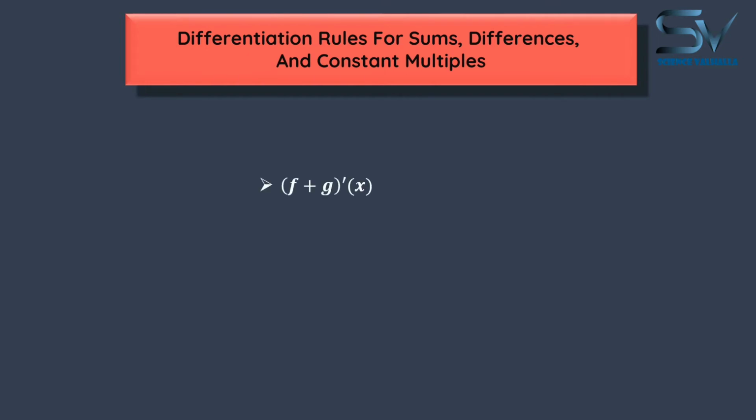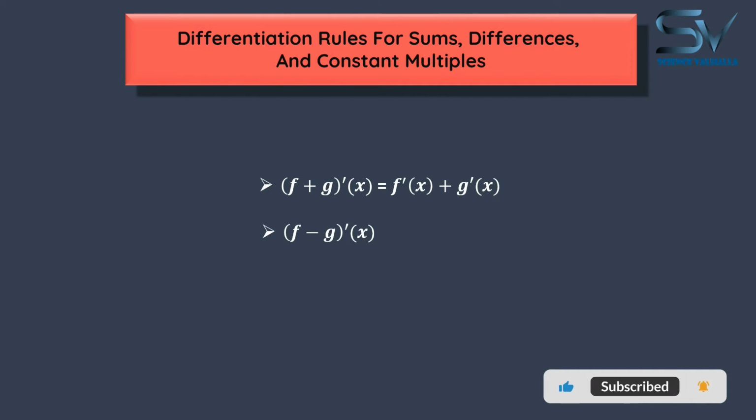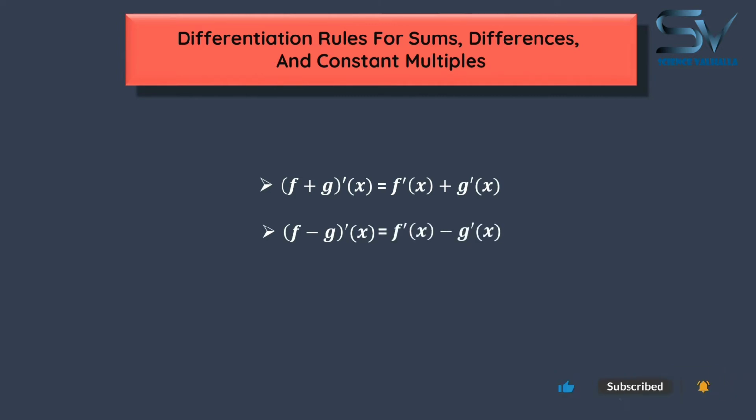If two functions f and g are added together, their derivative will be equal to the sum of their derivatives. And this rule applies even if more than two functions are added together. If there is a difference between two functions, then the derivative will be equal to the difference between the derivatives of those two functions. This rule also applies if more than two functions differ.